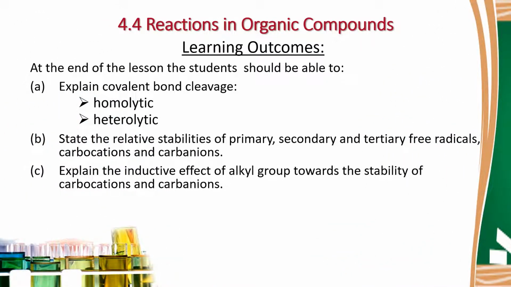4.4. Reactions in organic compounds. Learning outcomes. At the end of the lesson, the students should be able to: A. Explain covalent bond cleavage, homolytic and heterolytic. B. State the relative stabilities of primary, secondary and tertiary free radicals, carbocations and carbanions. C. Explain the inductive effect of alkyl group towards the stability of carbocations and carbanions.